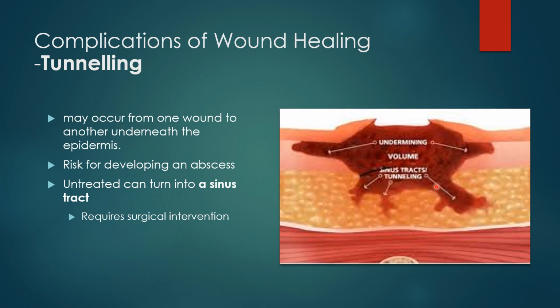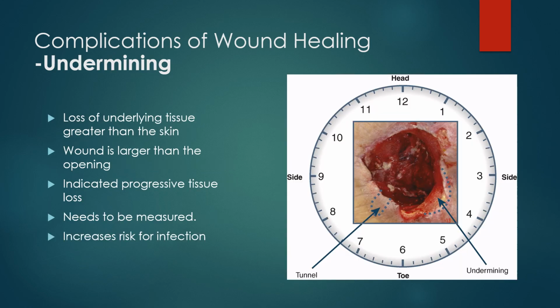So a tunnel can turn into a sinus tract, which then requires surgical intervention. Next, we have undermining. Undermining again may occur from one wound to another, but it's the loss of tissue greater than the skin. If we take a look at this photo here, we can see right here that the wound base appears to go underneath the skin. So that would be an undermining aspect, where the wound base extends farther than the external skin wound.